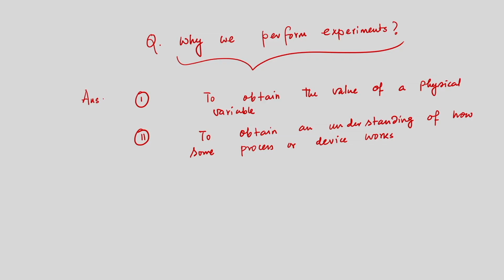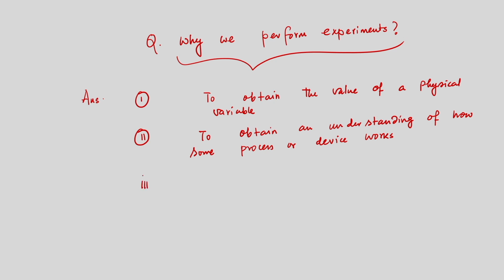Say if we consider the pressure measurement, we have seen that we need to take a tapping, and from that tapping a pressure transducer is connected through a tube, and then only we can measure the pressure. So when we are trying to measure pressure using this pressure transducer through this system, how we can measure pressure, we will only be in a position to understand if we do the experiments. So that is to have an understanding of how some device or process works.